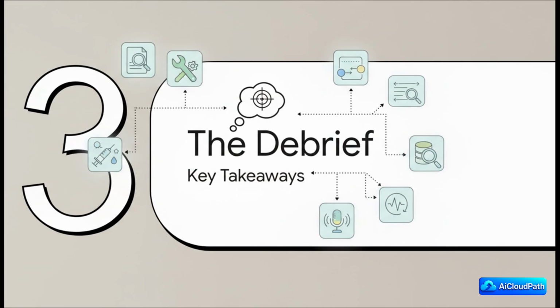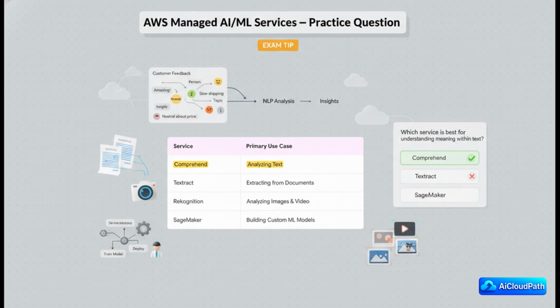So let's do a quick debrief. What did we learn from this little investigation? I think the biggest lesson is that choosing the right tool isn't about picking the most powerful one, but picking the most specialized one for your task. This table right here is the perfect cheat sheet. It really boils it all down.